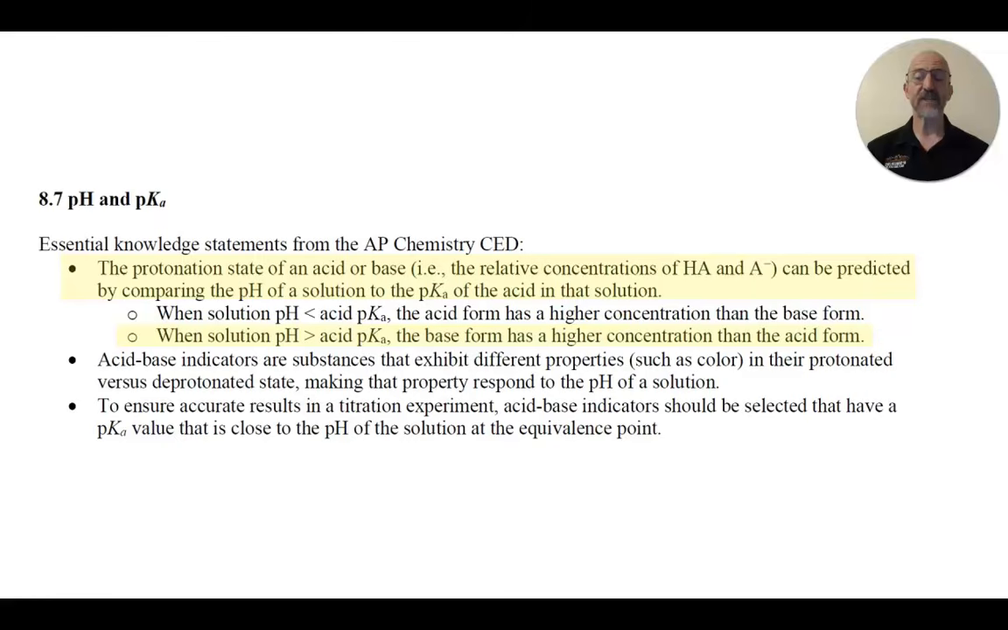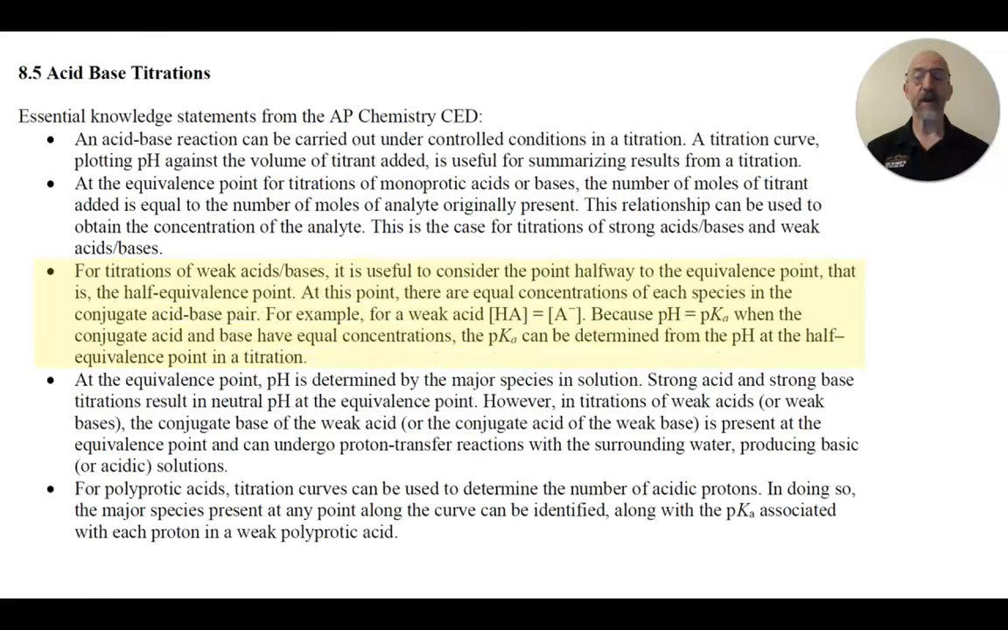Well, that was actually mentioned in topic 8.5 from a previous episode of AP Chemistry Review and Practice. If you were doing a titration, then at some point when you are halfway to the equivalence point of the titration, which is known as the half equivalence point, then you will have equal concentrations of the weak acid HA and the conjugate base A-.